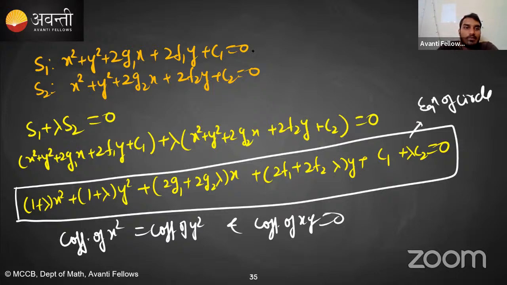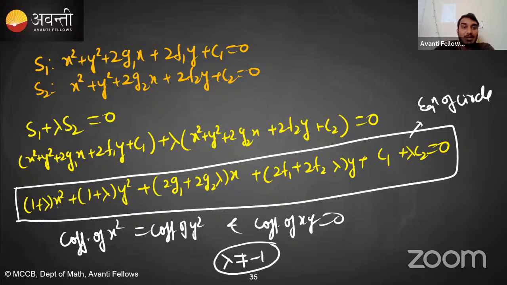Now students, one thing that you should remember here is that if lambda becomes -1, the coefficients of x square and y square will become 0. Then it will no longer be a circle, right? Then it will be something like a line, a linear expression in x and y. So as long as it is a circle, lambda cannot be equal to -1.